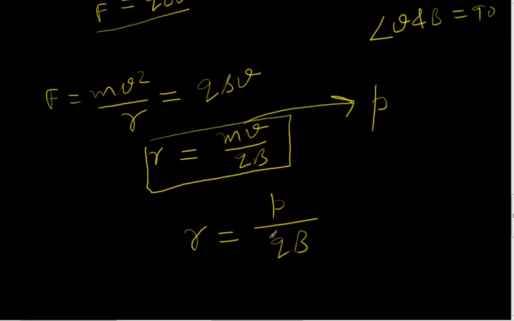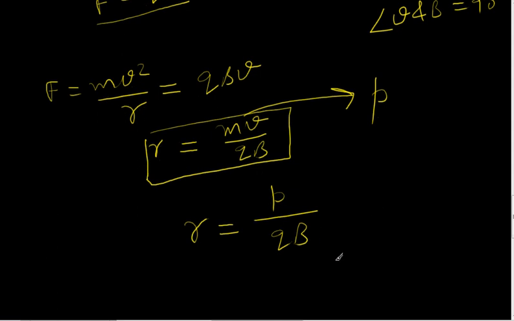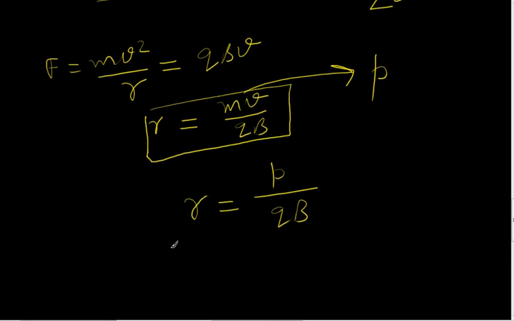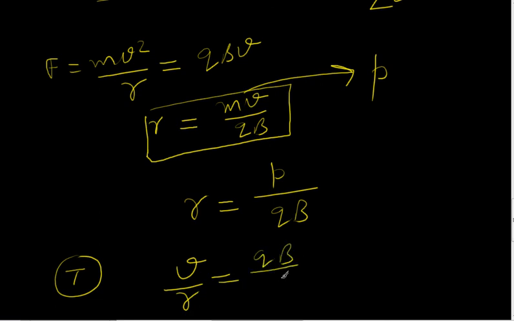Because it follows circular motion, it follows a kind of simple harmonic motion. Then we have a time period, which is generally given by 2 pi by omega. Let's calculate the time period now. What is the value of v by r? V by r will be qB by m.